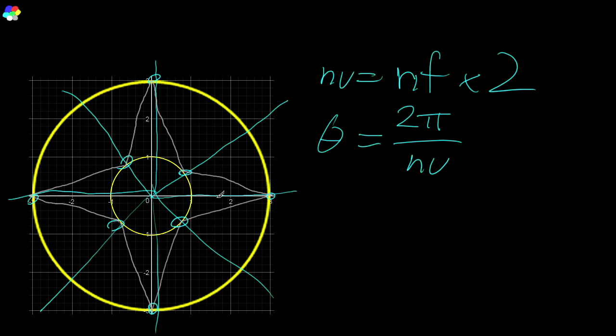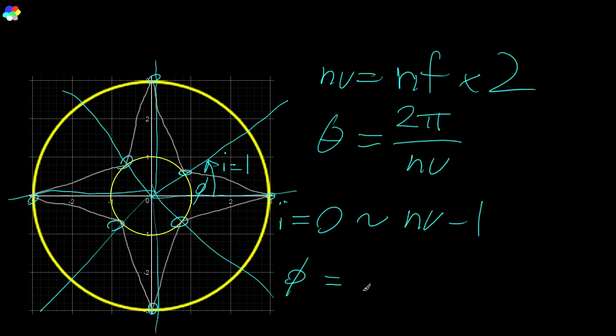So what we really want to do here is create a loop that will go along these vertices and generate them. The loop will run from 0 to NV minus 1. So we'll say I goes from 0 to NV minus 1. And for every I, our angle at that position, let's say this is I equal to 1, we'll call that phi. And phi is just equal to I times theta. That gives us our angle.